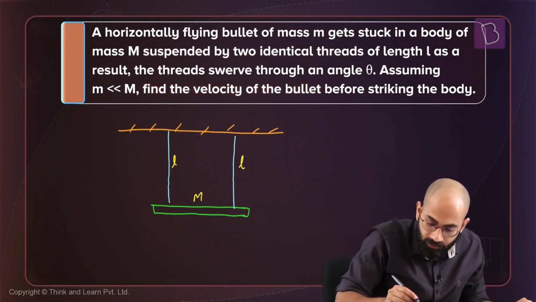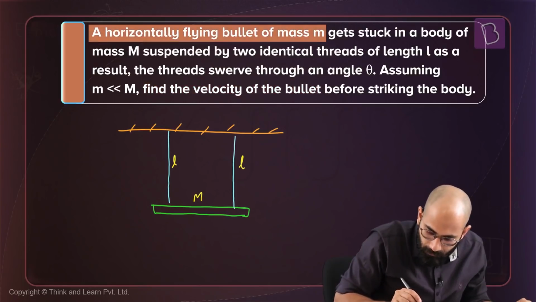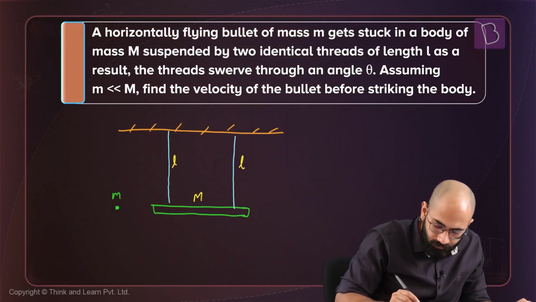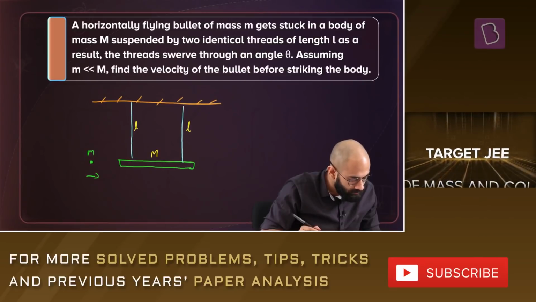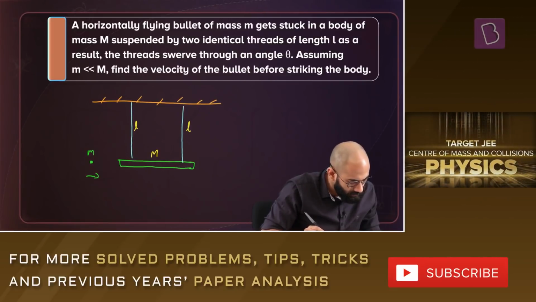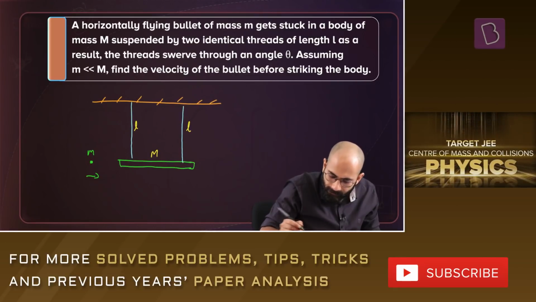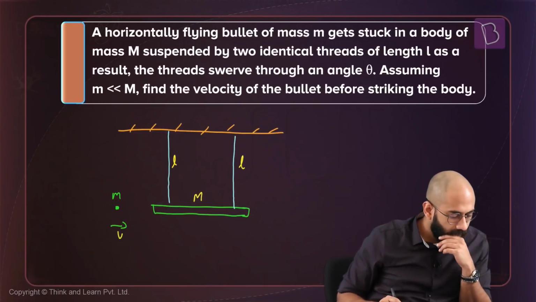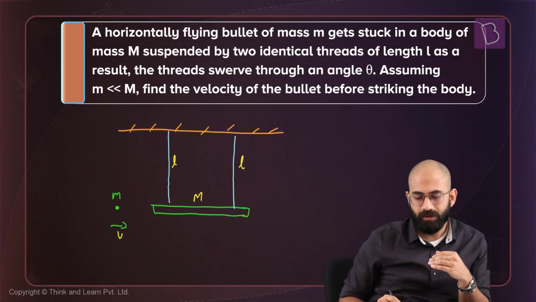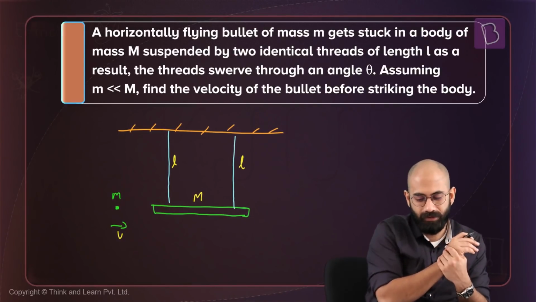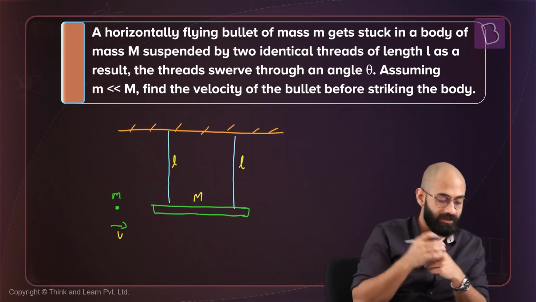What we have to find is the velocity of the bullet. Oh, sorry, I forgot to mention that there's another bullet here of mass small m that's coming in. That's what we need to find. Let's call this V. It's coming in with the speed V. And it hits this horizontal body, and then gets stuck to the body, and the body moves up like this, obviously, right? The question is to find this initial V. Simple.